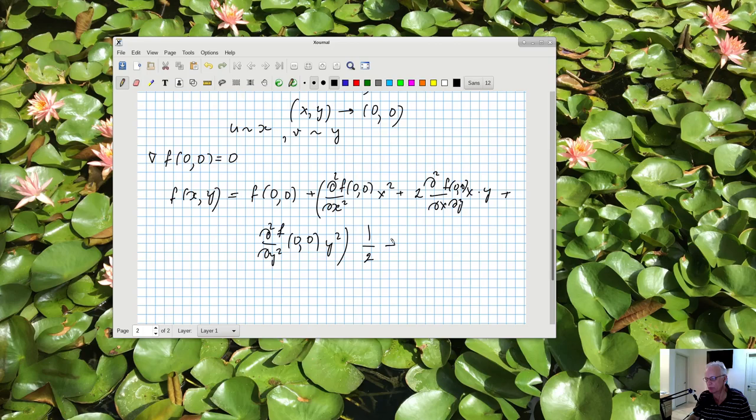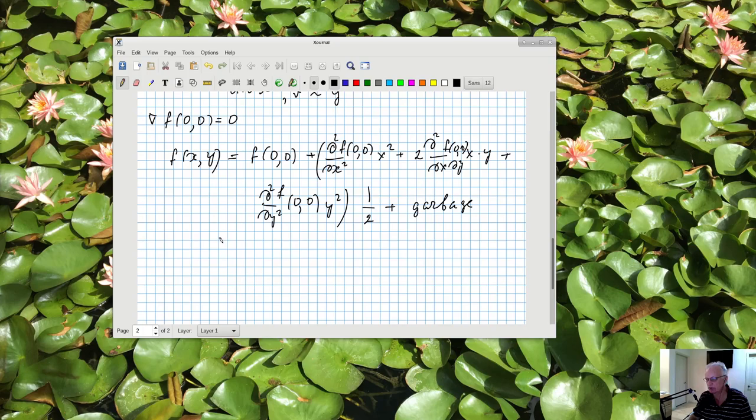And plus, again, garbage. I will write garbage. You know what it is already. It's higher order terms where you have x cubed, x squared times y, y squared times x, y, and so on and so on. Higher order garbage. And then you can do a rotation of x and y. By rotating x and y, you can get rid of x times y. Now, similar to what we did with second order curves, we rotate x and y, and we will get new variables, x bar, y bar. And here we will have the sum of squares, lambda 1 x bar squared, lambda 2 y bar squared, and plus this garbage stuff of high order.